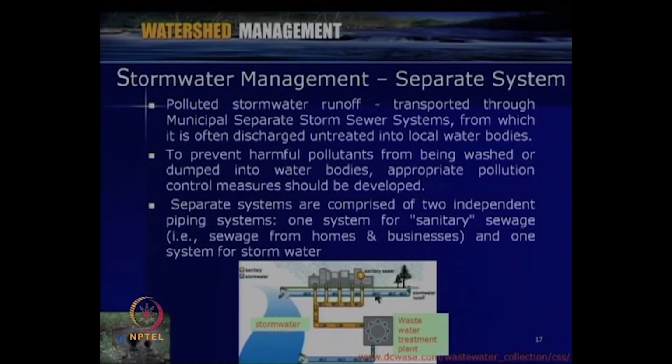So, you can see the layout here. If these are some of the urbanized areas, the storm water is collected separately and directly discharged to a river like this. The wastewater is all collected through pipelines, and there will be a treatment facility like this, and after treatment it is discharged to the river or the stream. So, that is the basic principle of separate systems.